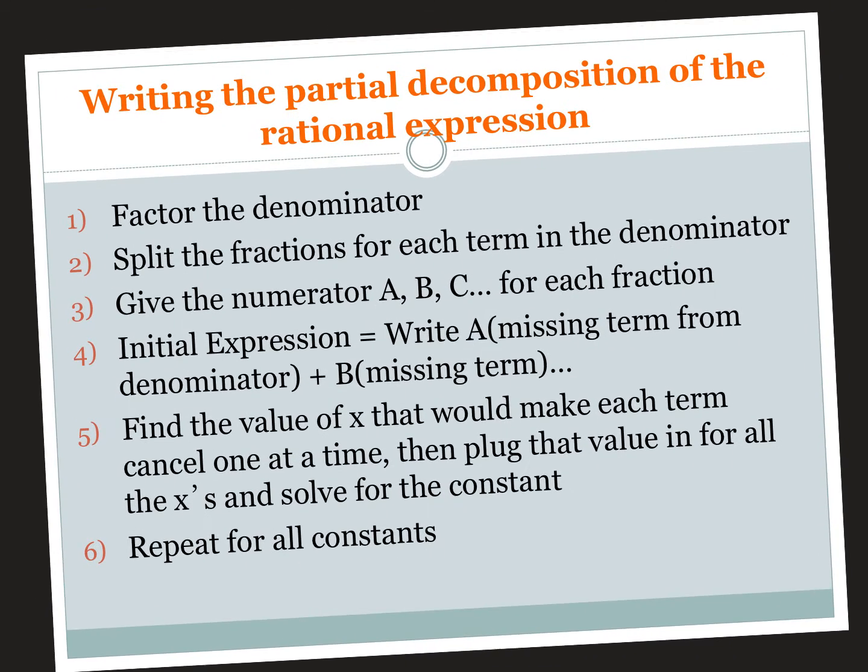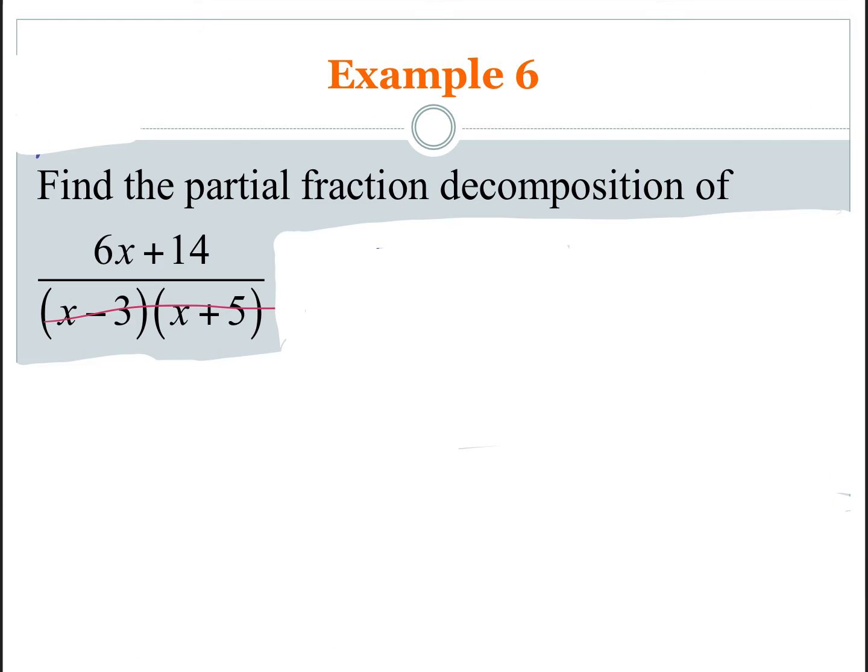This is in words how you do it. You're going to first always factor the denominator. Then we're going to split each term into a denominator. And you're going to assign A, B, C, D, however many you have. And then we're going to find a common denominator and solve. I'll show you. It's super easy.